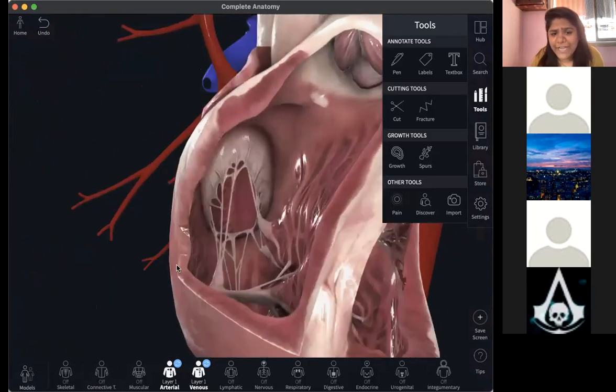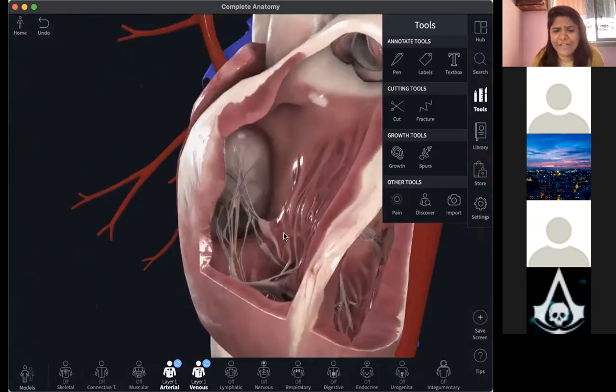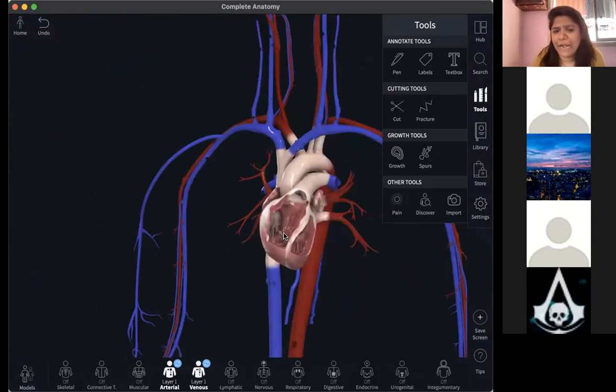You see these fibers around here, they're called Purkinje fibers, and they basically help your heart open and close the valves very essentially and very easily.